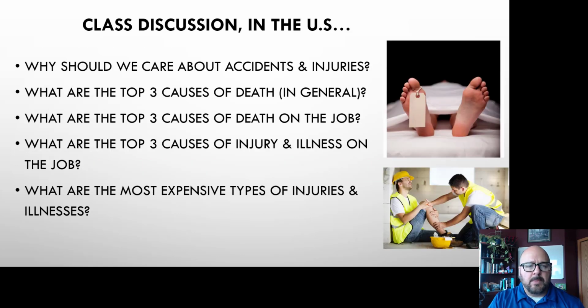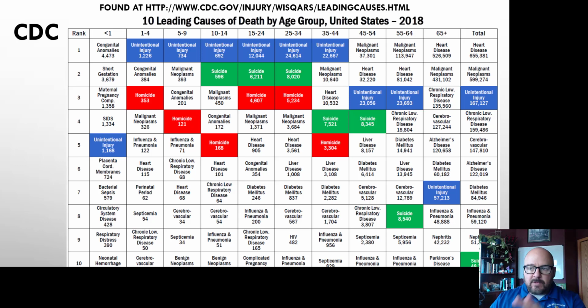So some things I want you to think about: one is, why should we care about accident injuries? Hopefully there's some sort of morality within you that says, yeah, we don't want people to get hurt. But I want you to think about what are the top 3 causes of death in general, the top 3 causes of death on the job, the top 3 causes of injury and illness on the job, and what are the most expensive injury and illness claims. This is from 2018. We're going to go to the website here after I'm done with the slides.